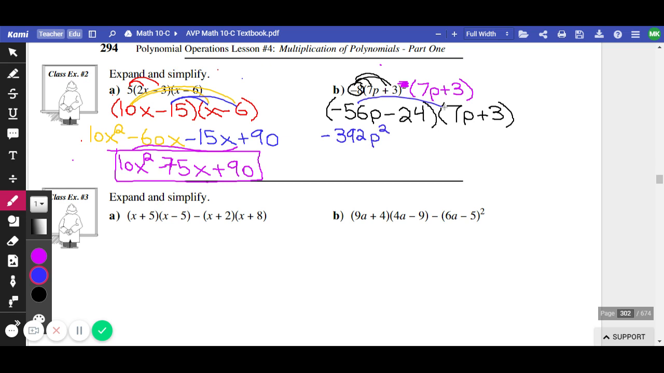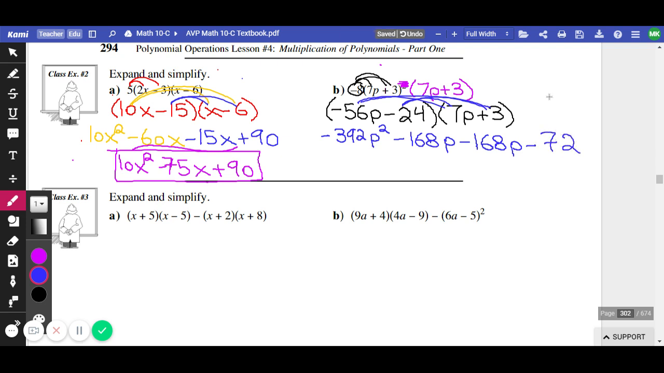That would be the first distribution. The next one would be negative 168p. Then I distribute the negative 24 in. Negative 168p, negative 168p again. And the last one would be negative 72.